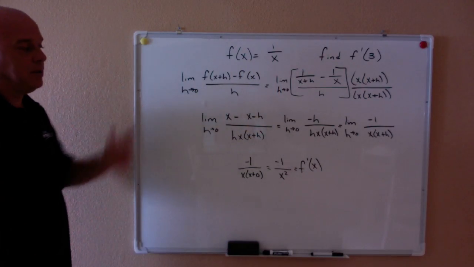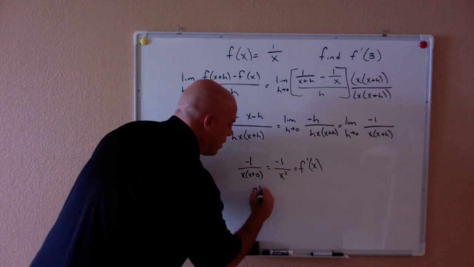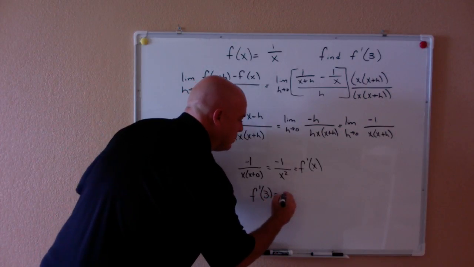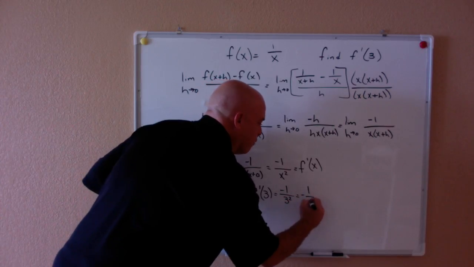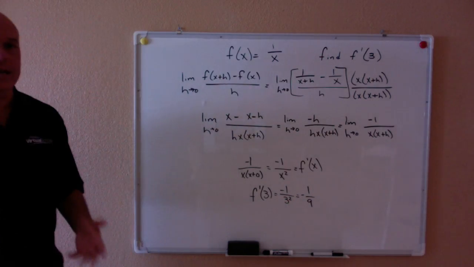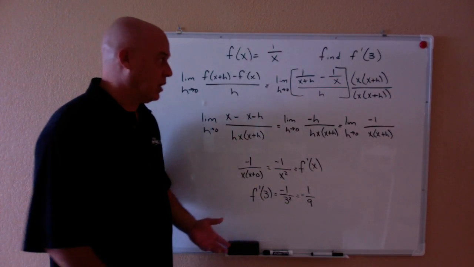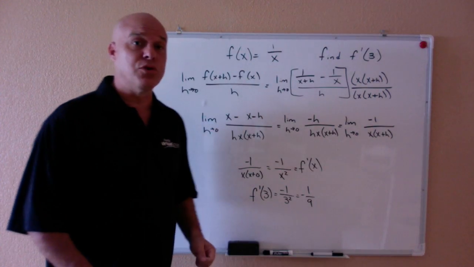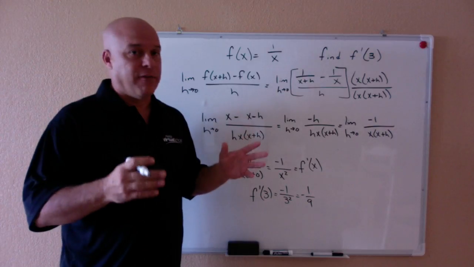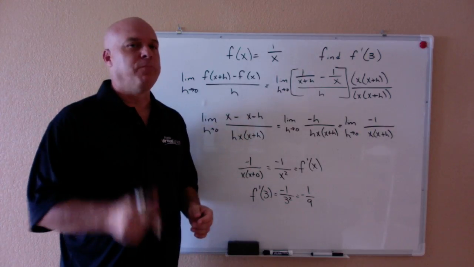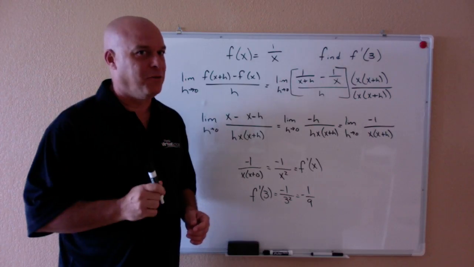So the question asked me to find f prime of 3. So now all I have to do is say, okay, f prime of 3 is going to be negative 1 over 3 squared, which is negative 1/9. There's my instantaneous rate of change, or the value of the derivative, or the slope of the tangent line at x equals 3 for this function 1 over x. Now, a lot of algebra, really complicated here, probably a better way to do this. That's what the next few videos are going to be about.